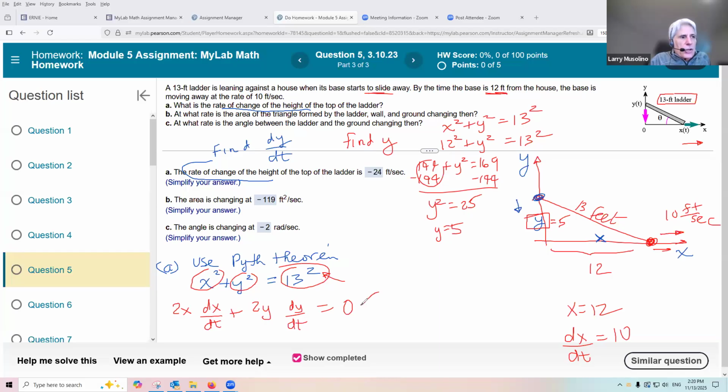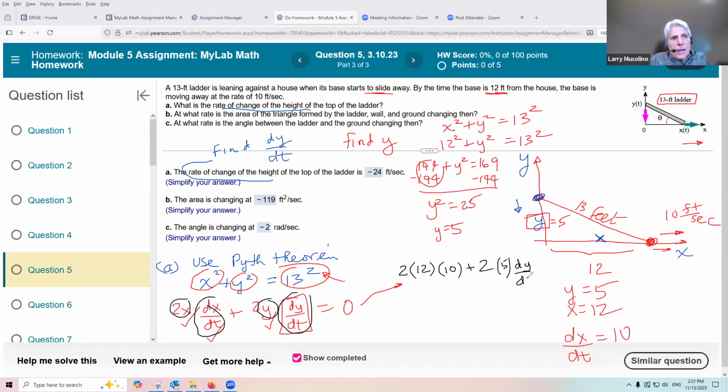All right, let me take this equation and plug in everything we know. So let me mark here Y equals 5. So it turns out we know X, we know dx/dt, we know Y. dy/dt is the only unknown, which is the quantity we're trying to figure out here in part A. So let's go plug in. We have 2 times X, that's 2 times 12. Now we need dx/dt, but that's a 10. Plus 2 times Y. The Y value we figured out is 5. dy/dt is the unknown, and this is equal to 0.